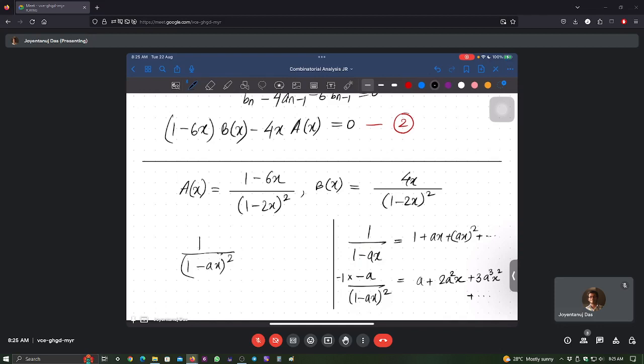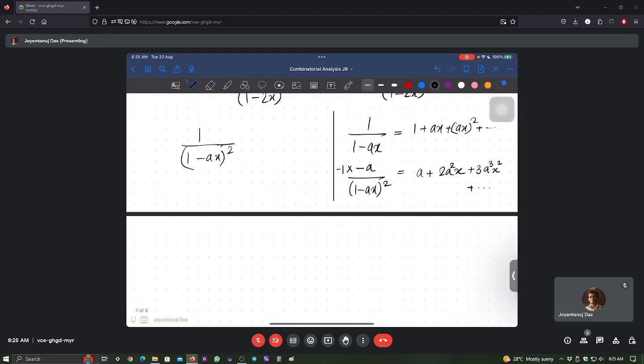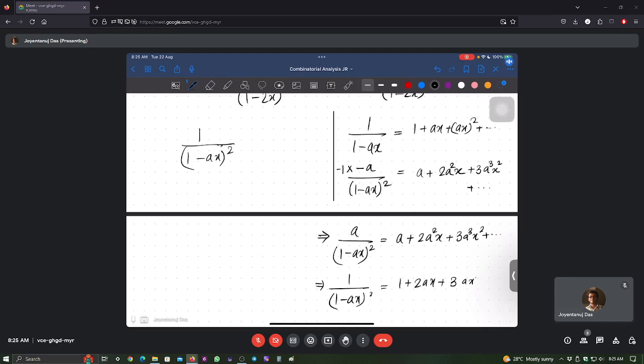Wait. Do you mean multiply? So two negative signs or one? Yes, two negative signs will come, right? So what I have is a divided by (1 minus ax) whole square equals this thing. So we can cancel a from both of the sides, right? So 1 divided by (1 minus ax) whole square is nothing but 1 plus 2ax, 3(ax) whole square, and so on, right?